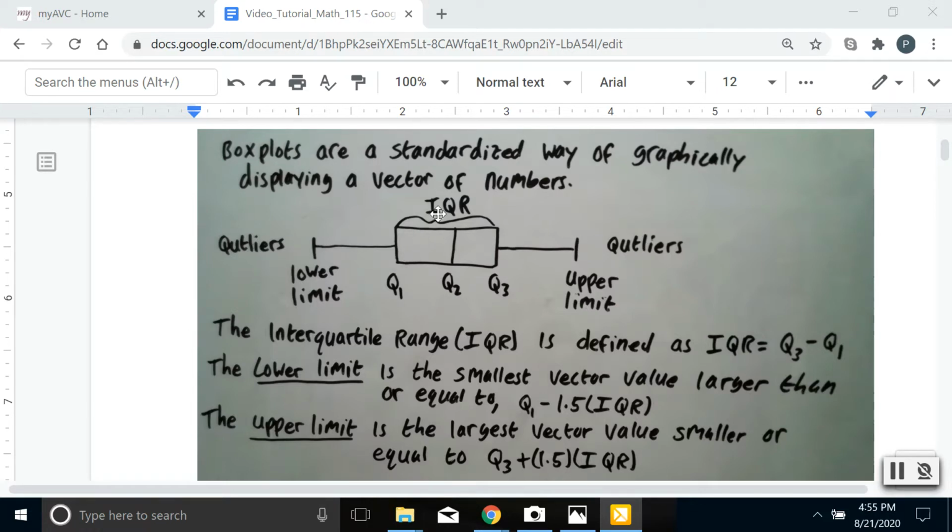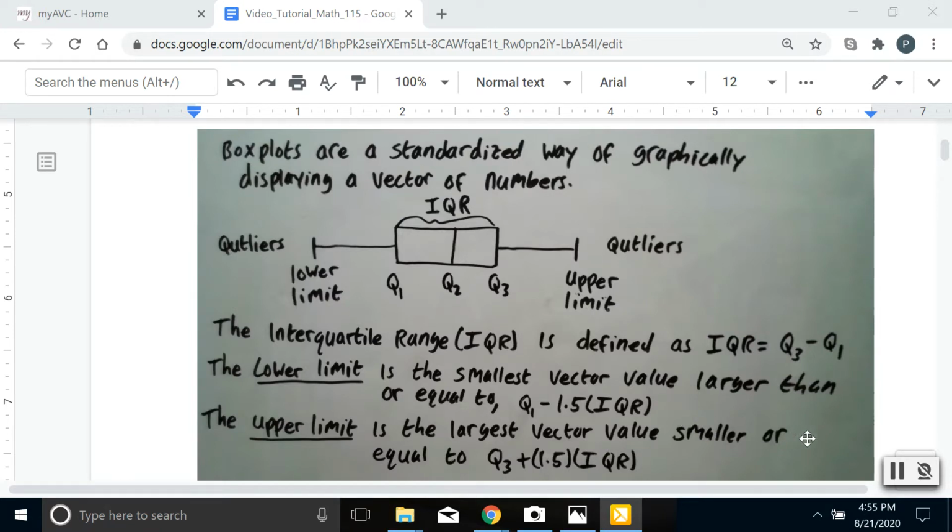The IQR stands for interquartile range and is defined to be Q3 minus Q1. The lower limit, this guy over here, is defined to be the smallest vector value larger than or equal to Q1 minus 1.5 IQR. And the upper limit is the largest vector value smaller or equal to Q3 plus 1.5 IQR. Okay, so let's just take a look at an example now.